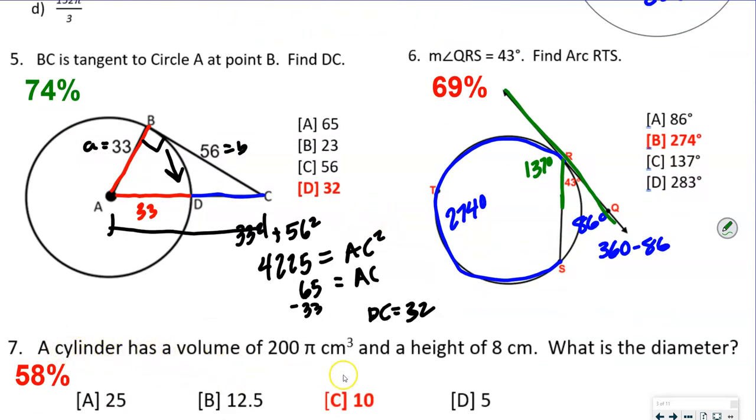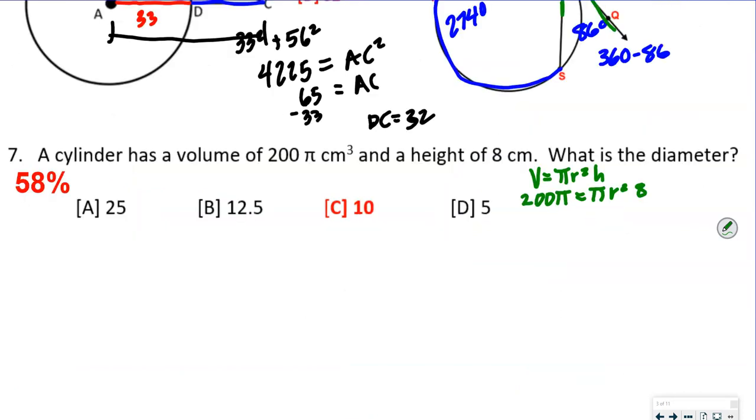This one says the cylinder has a volume of 200 pi centimeters cubed and a height of 8 centimeters. What's the diameter? So this formula is volume is equal to pi r squared h, right? We're given the volume, so that's 200 pi, and that's equal to pi times r squared times the height, 8, right?